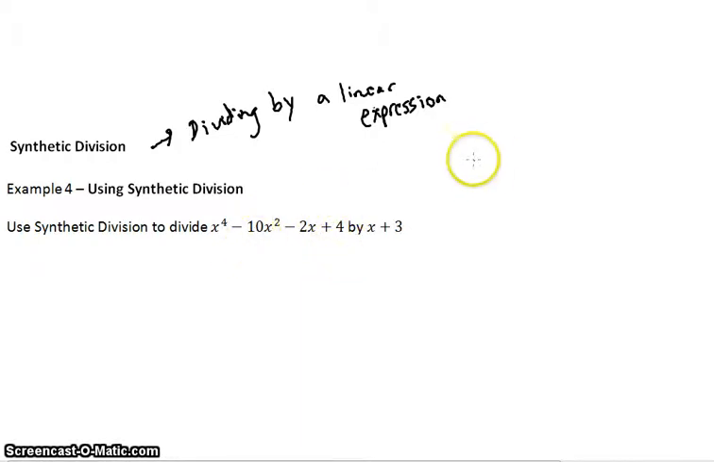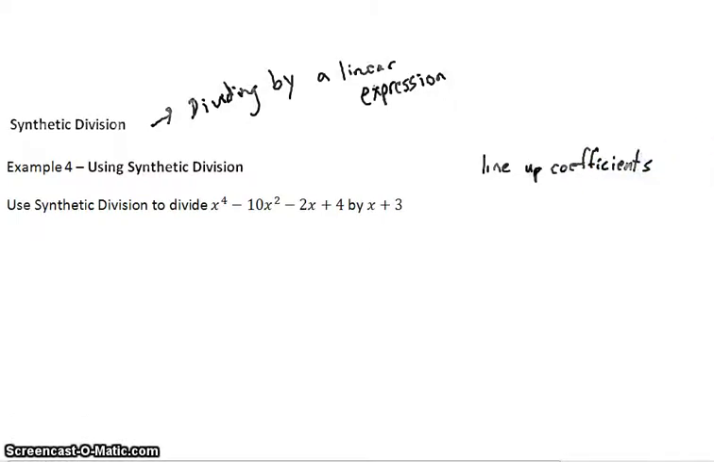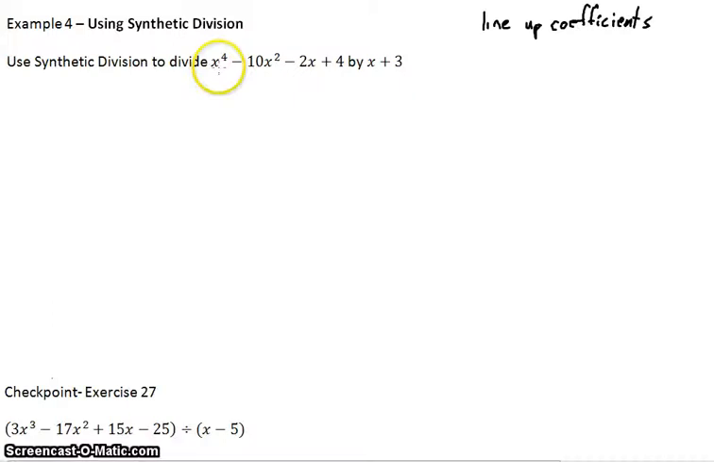So what I'm going to do is line up the coefficients and make sure that everyone is accounted for, and just make sure they're in the right order. So you can see here that we have an x to the fourth, but no x cubed. So I'm going to make a note of that. So I have 1x to the fourth. I have no x cubed. I have a negative 10x squared. I have a negative 2x, and then I have a constant term of 4.